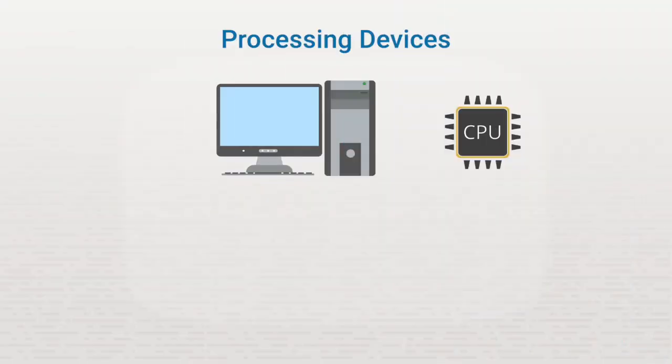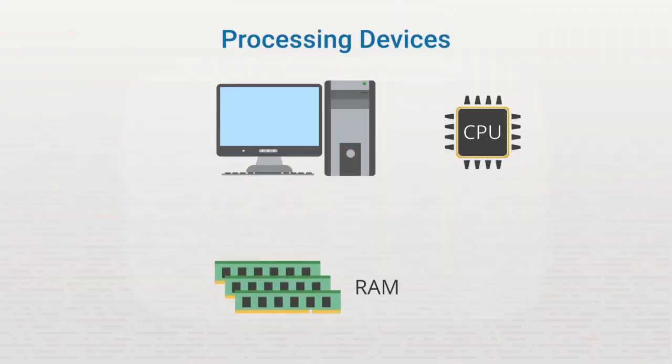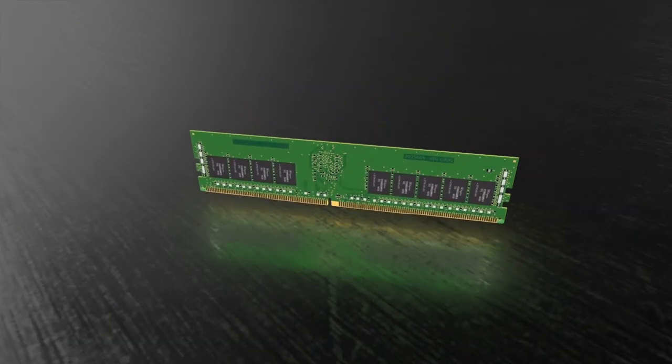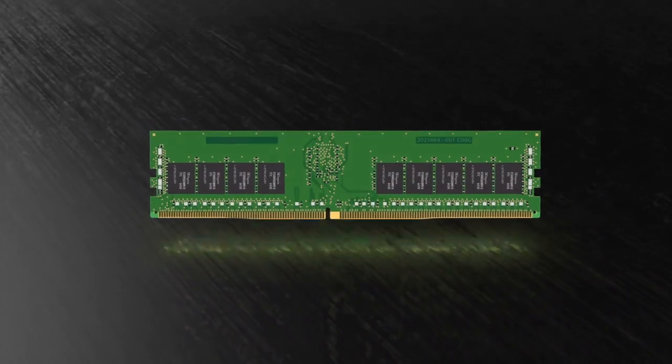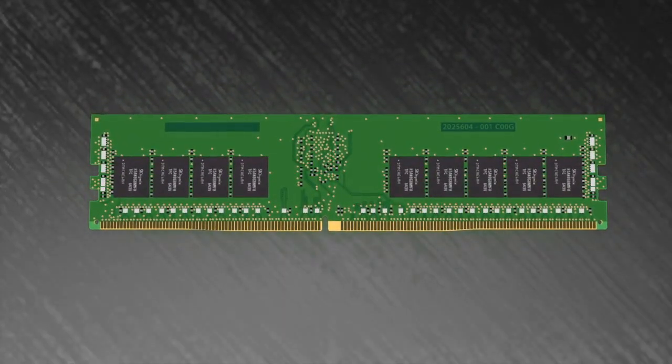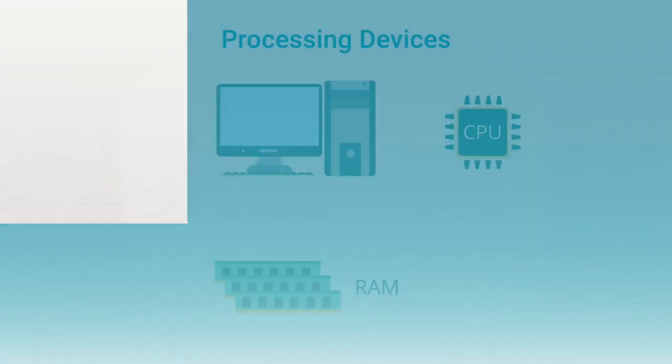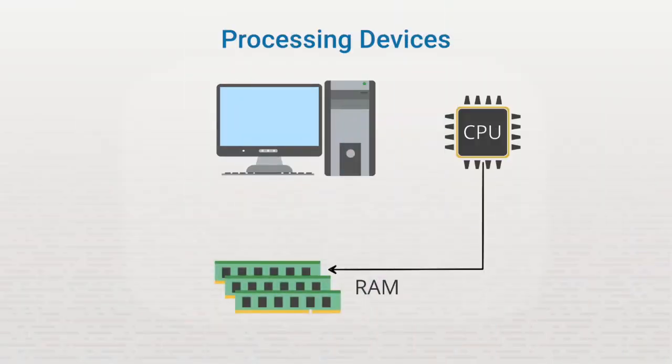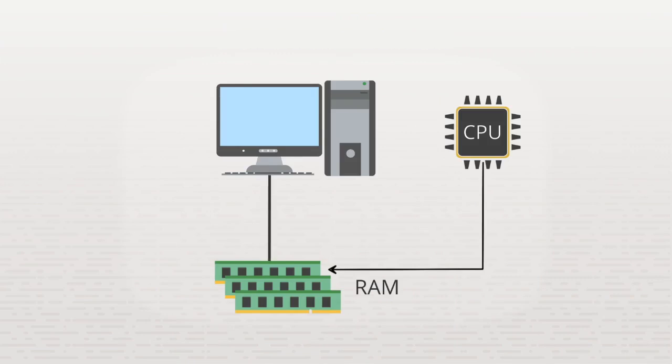Another processing device is random access memory, or RAM. RAM is used to store processed information so it can be quickly accessed at a later time. For example, if a CPU were to process data from a spreadsheet software, but still needed to access that data at a later time, the data could be stored in RAM for quick access. RAM is also used to store running software. RAM can also be considered a hardware component called a storage device. A storage device is any hardware component that stores data, either temporarily or permanently.